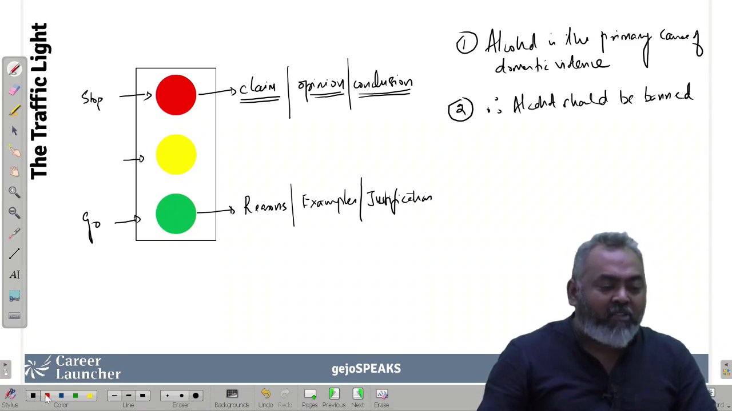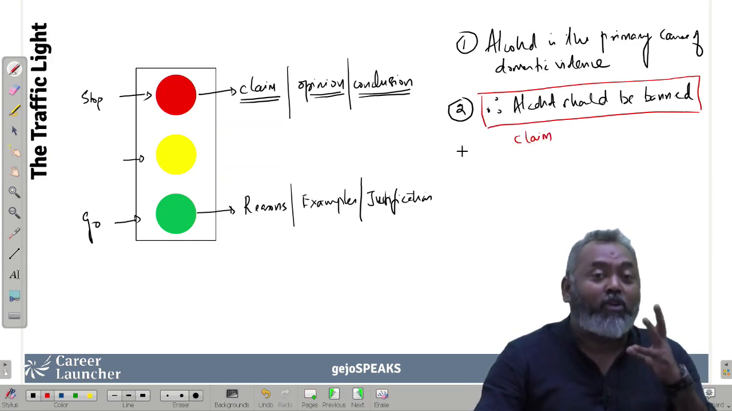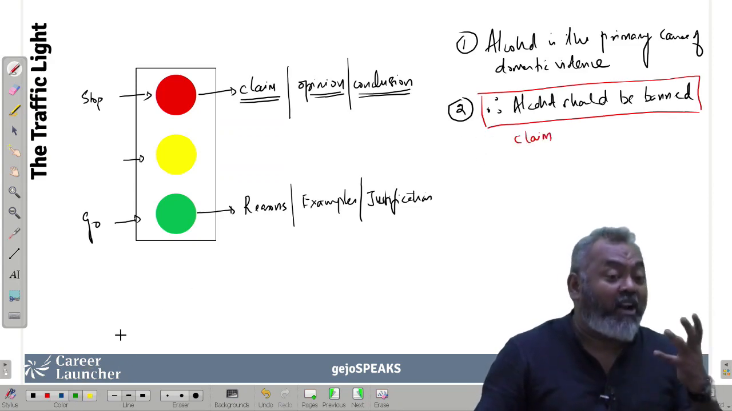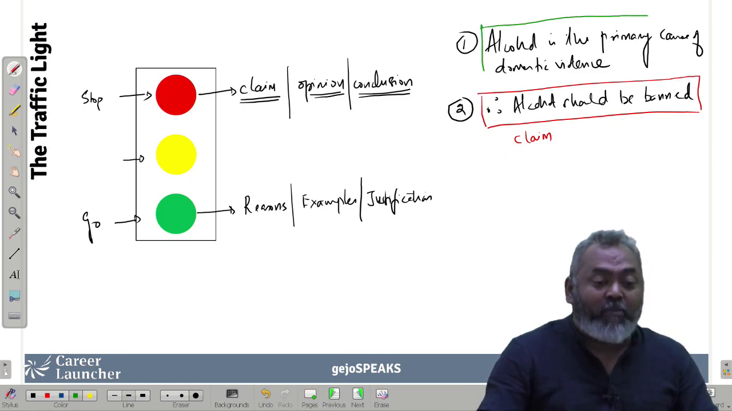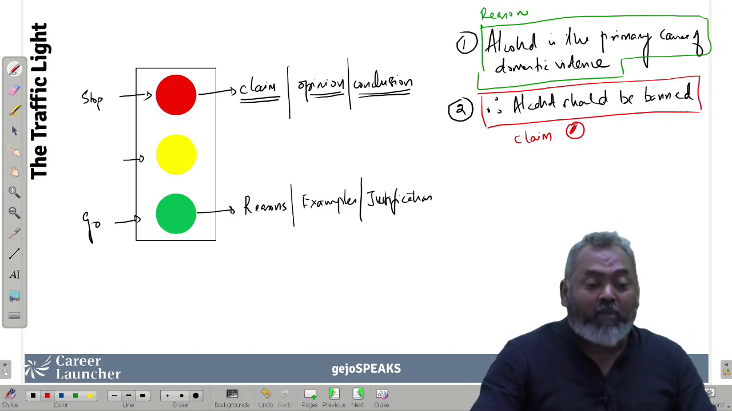Please understand, this statement number 2, this particular statement is the claim that alcohol should be banned. And why alcohol should be banned is because of this reason. That is the reason that is given to justify that particular claim. I am interested in the claim, and this is therefore what I'm going to pick. What the author wants to say is that alcohol should be banned, and all that author is given is certain reasons to justify that particular claim.